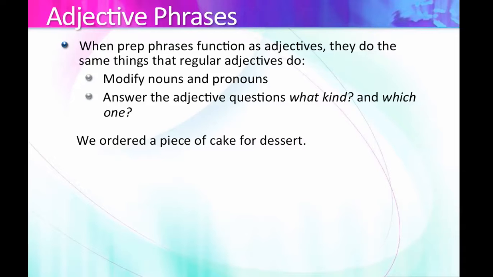In the sentence, we ordered a piece of cake for dessert, of cake is a prepositional phrase. When we're trying to determine how it's functioning in the sentence, we want to ask ourselves, what other word in the sentence is this phrase telling me more about? In this sentence, it's telling me more about what kind of piece. It's a piece of cake. So of cake is functioning as a phrase that modifies piece.